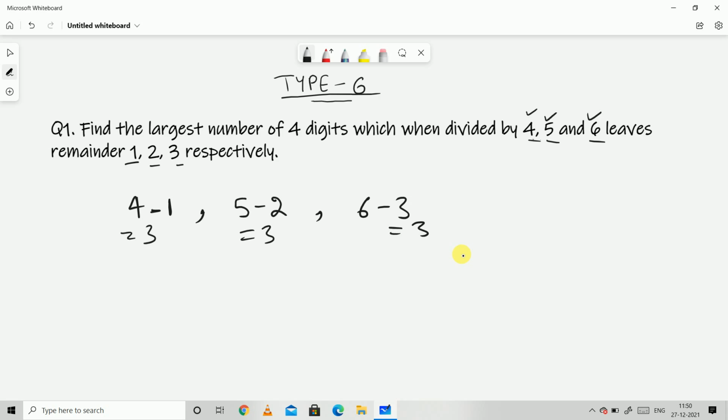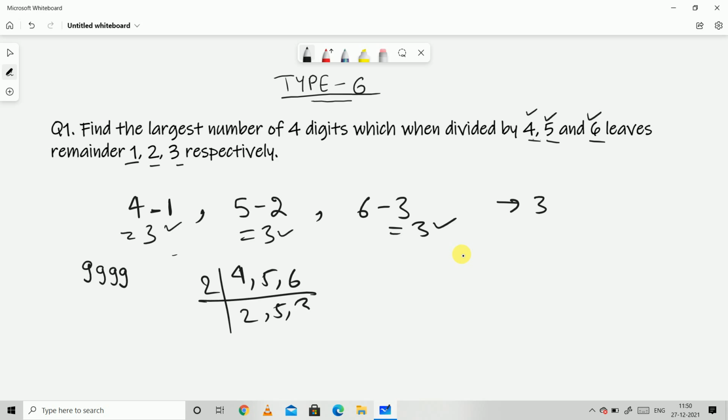I told you in the previous questions also that in such questions, when you subtract the respective remainders, you will get a common difference. It will be the same in each case, like here it is 3. So now I got my common difference, which is 3. The entire process will be the same. The largest number of 4 digits is 9999, and you will find the LCM of 4, 5 and 6.